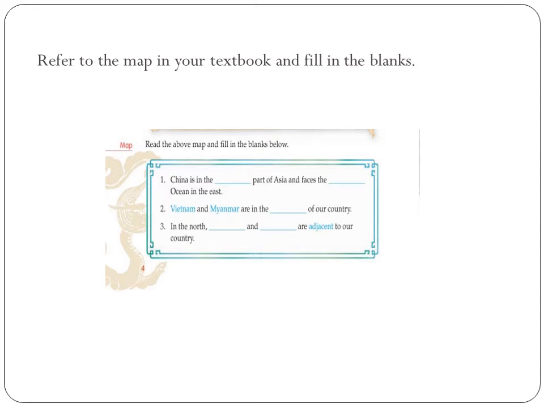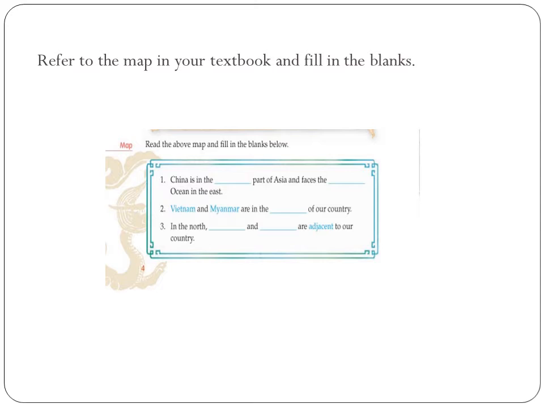Refer to the Geography of China map in your textbook and write down the missing parts in blanks 1, 2, 3. Now you will have to refer to the north arrow symbol to find the directions of certain countries and places around China, next to China. Say, for example, number 1. Now China is in which part of Asia? Is it in the northern part of Asia, the top part, or is it in the southern or eastern part towards the side of Asia, or is it in the center of Asia, and it faces which sea in the east? That should be pretty straightforward.